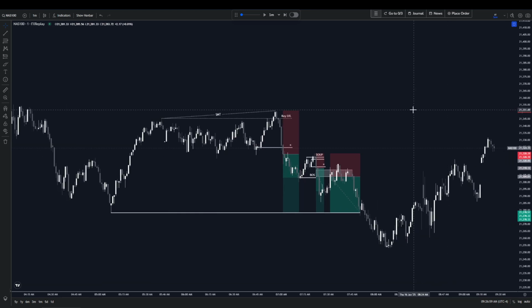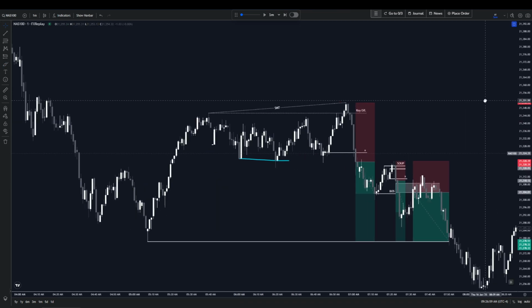Okay. We need to identify high probability manipulation. We aren't just going to be taking any internal 1 minute sweep, any internal 5 minute sweep, break of structure. We're not going to be pattern trading like that. Okay. Why does this 1 minute sweep of liquidity not work? It looks fine to me.